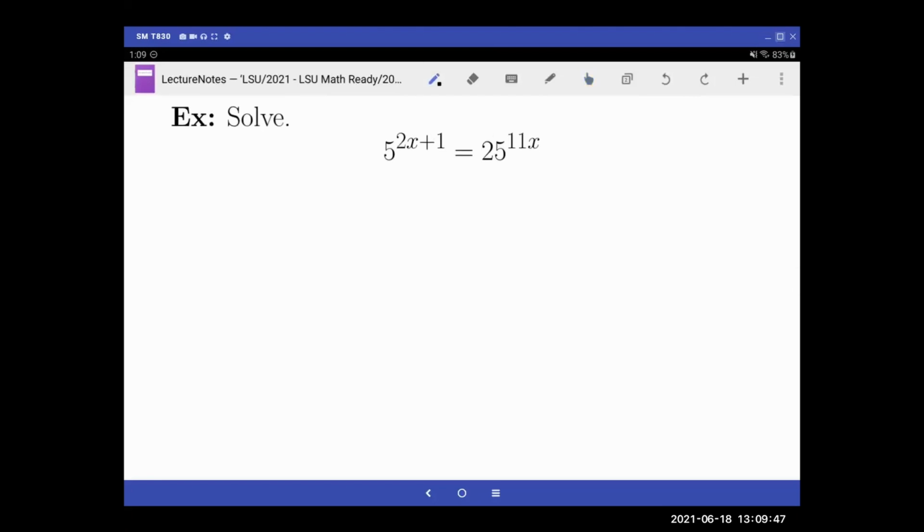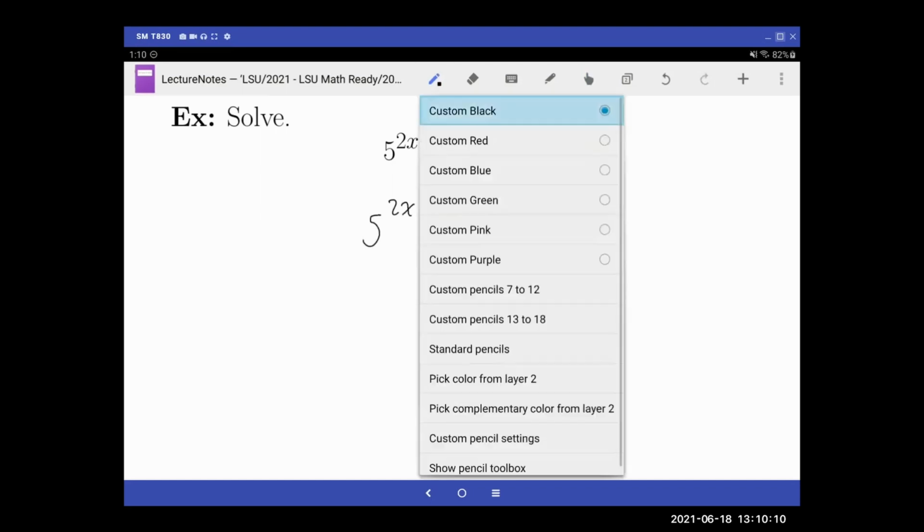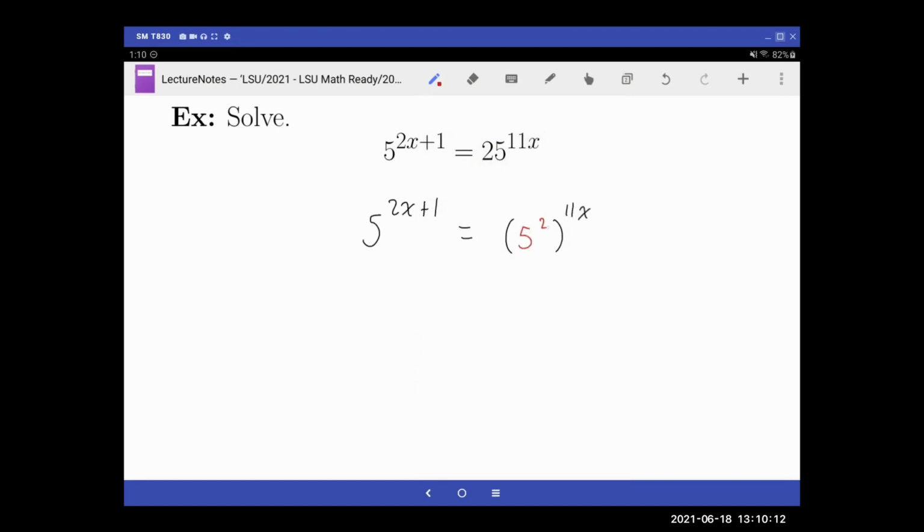Okay, let's solve this equation here. I could use the log of 5 on both sides or even log of 25 on both sides, but I spotted right away that this 25 here is the same thing as 5 squared. So I want to rewrite 25 as 5 squared. The reason I want to do that is because now my bases are the same.